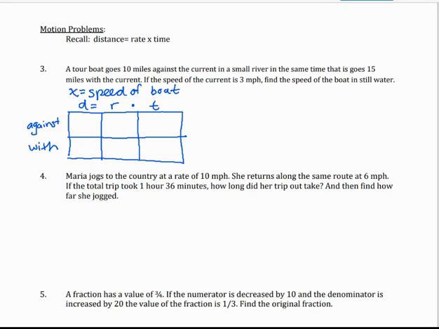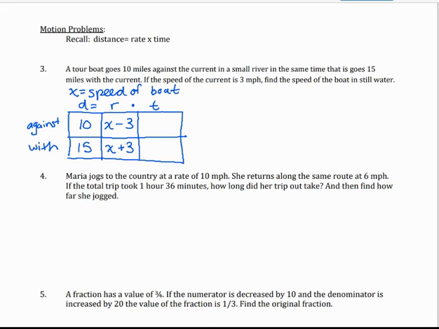So a tour boat goes 10 miles against the current. So 10 is our distance. In the same time, it goes 15 miles with the current. So 15 is our distance with. If the speed of the current is 3 miles per hour, okay, so remember, when I go against a current, my rate is going to get slowed down. So I take the speed of the boat and I get slowed down by the current. I subtract 3. When I go with, it's the speed of the boat plus the current. It speeds it up.